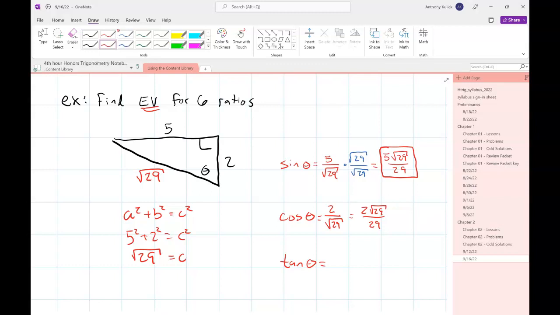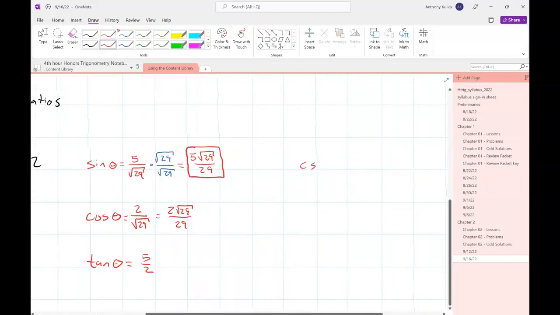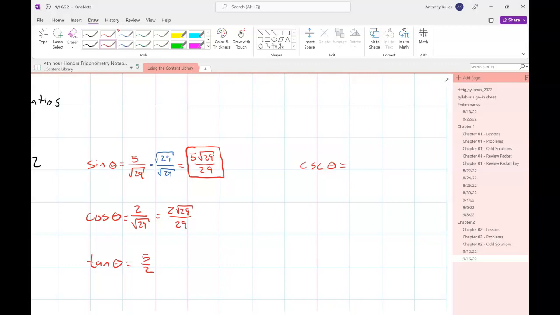Tan theta is 5 over 2. Okay. Let's do the rest of this. Cosecant theta should be, yeah. Mr. Kulik, how did that person do that without being able to look at the triangle? Well, they just remembered that cosecant's the reciprocal of sine. So we just looked at our answer from sine and wrote down the reciprocal. Notice that I looked at my first answer and not the final answer.